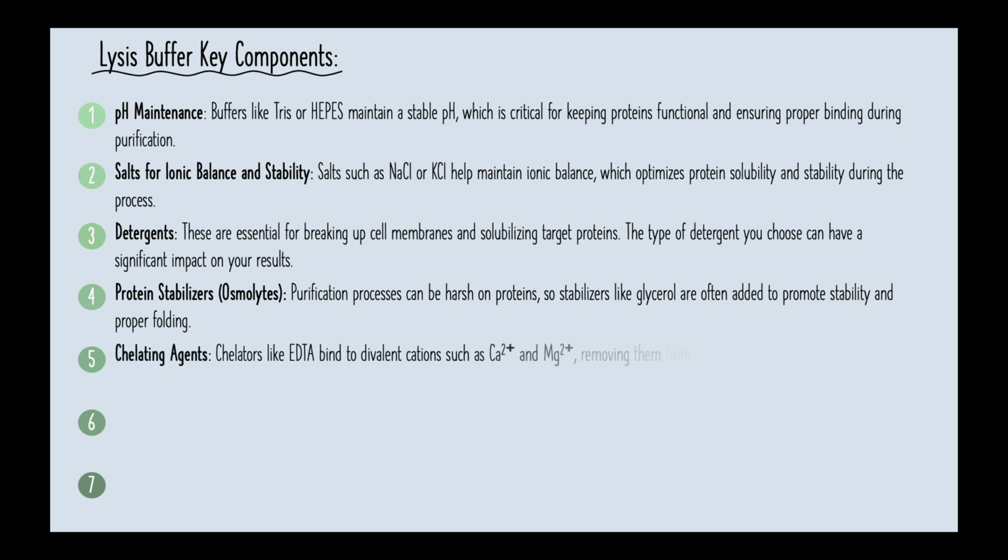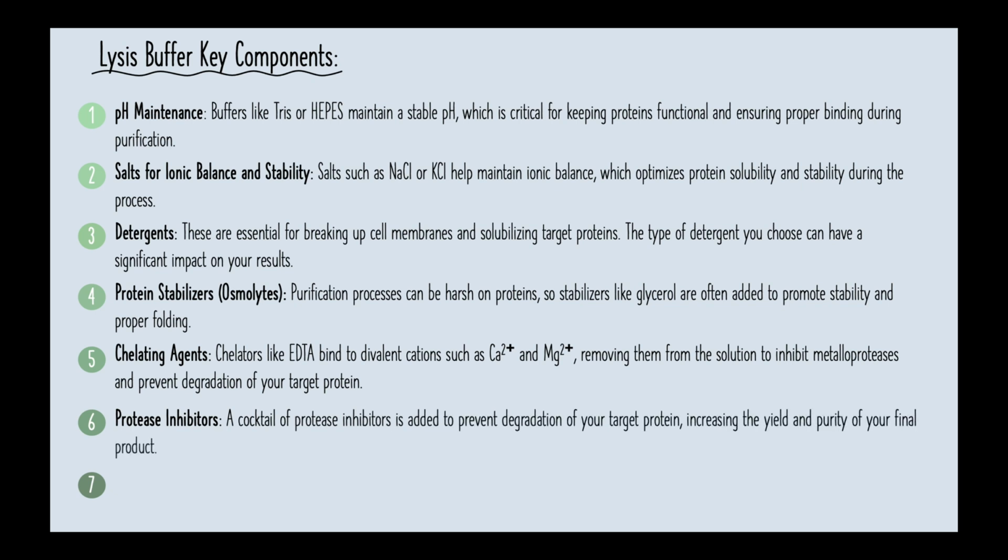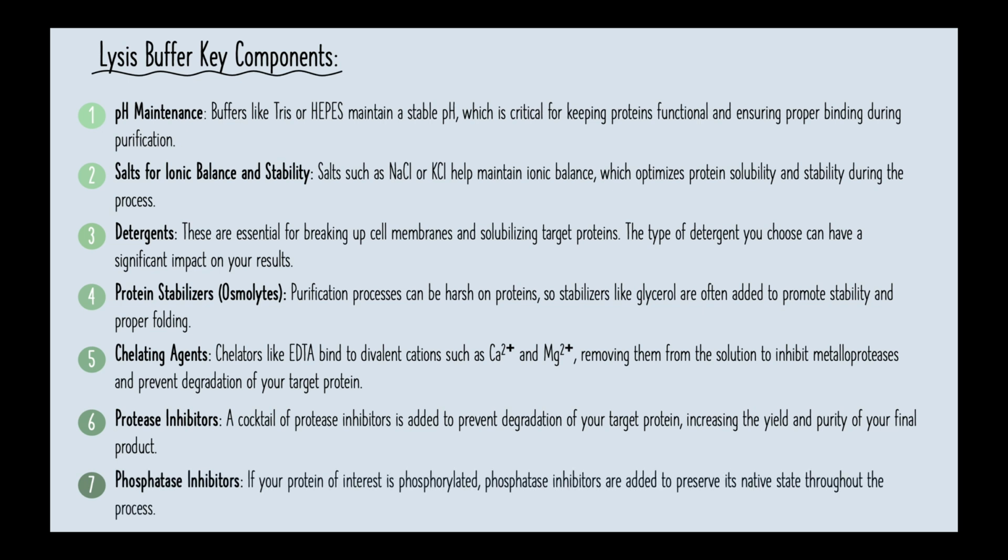Fifth, you've got chelating agents. Chelators like EDTA bind to divalent cations, removing them from the solution to inhibit metalloproteases and prevent degradation of your target protein. Your buffer will also contain protease inhibitors. A cocktail of protease inhibitors is added to prevent degradation of your target protein, increasing the yield and purity of your final product. You would also have phosphatase inhibitors. If your protein of interest is phosphorylated, phosphatase inhibitors are added to preserve its native state throughout the process.